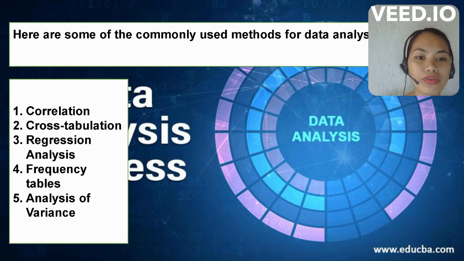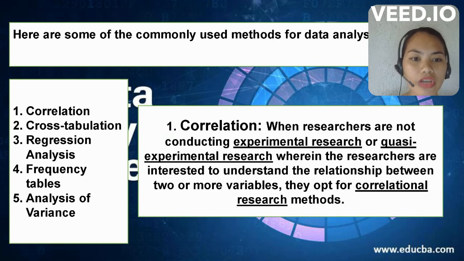Here are some of the commonly used methods for data analysis: first, correlation; second, cross tabulation; third, regression analysis; fourth, frequency tables; fifth, analysis of variance. So, first, correlation. Researchers use correlation when they are not conducting experimental or quasi-experimental research and are interested in understanding the relationship between two or more variables. I believe it's really important because we are using two or more independent variables in our research, so they opt for the correlational research method.